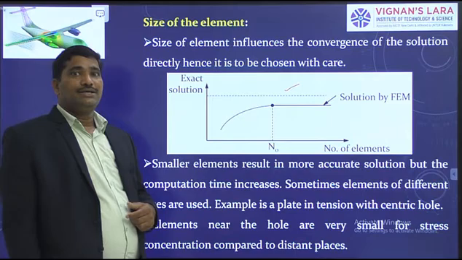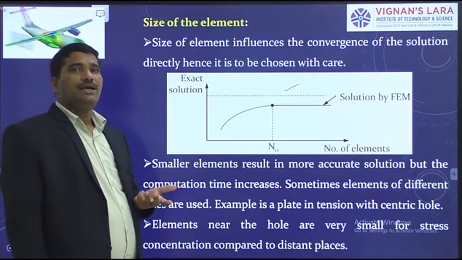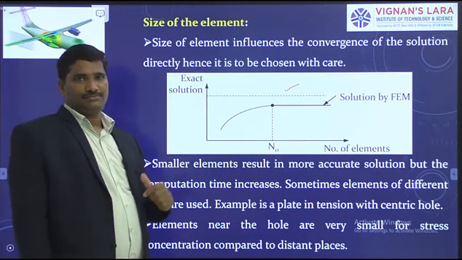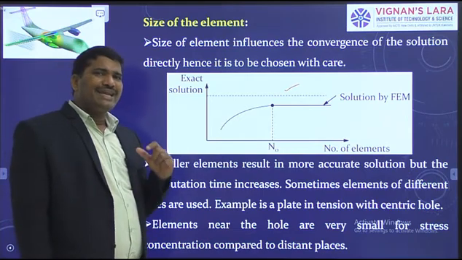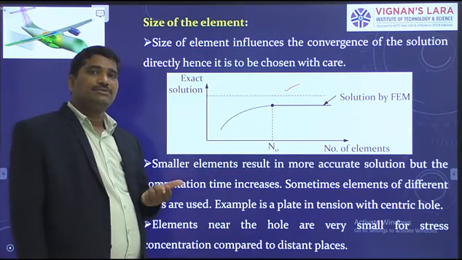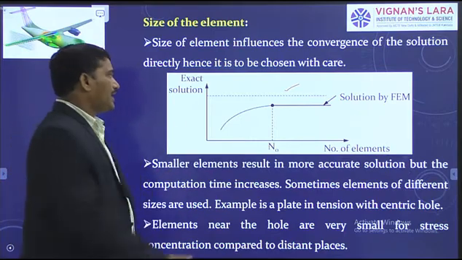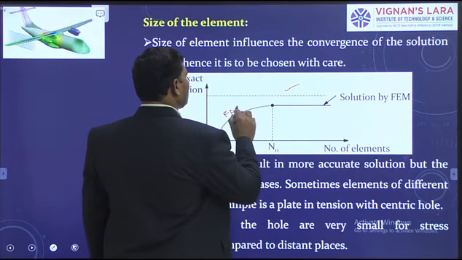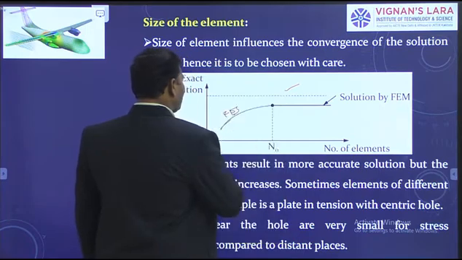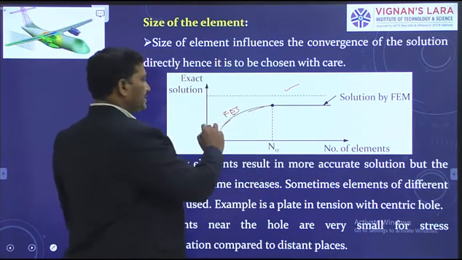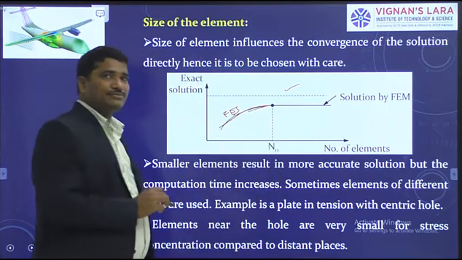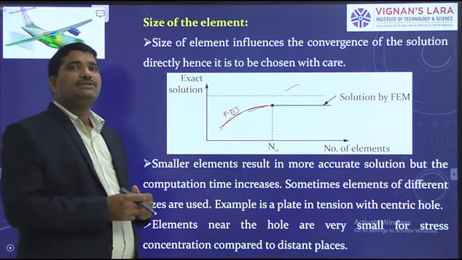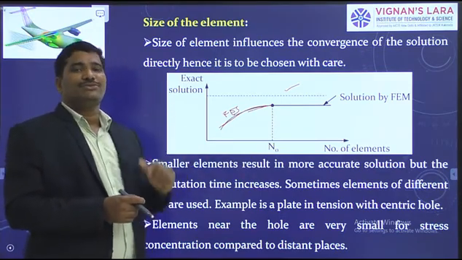When you increase the number of elements analyzing the same domain, the size of the element decreases. Therefore, with increasing number of elements or with decreasing size of the element, what happens? The finite element solution converges towards the exact solution. Therefore, the error is decreasing. What is the error here? The exact solution minus the finite element solution.